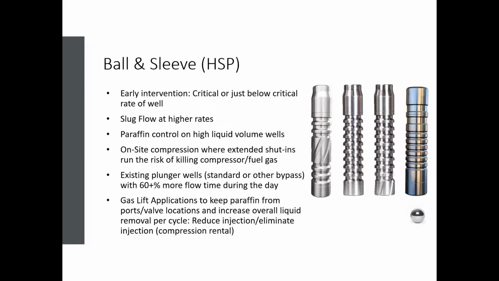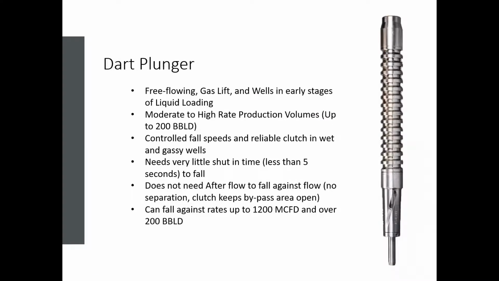Another option for bypass plungers is a dart. Well applications for a dart plunger are free-flowing gas lift wells in early intervention stages of liquid loading, and moderate to high production volumes up to 200 barrels per day. Light paraffin or solid control, because there's a clutch at the bottom there, we don't want to fill that with solids. Controlled fall speeds and a reliable clutch in wet and gassy conditions. It needs very little shut-in time, less than 5 seconds to fall, as long as the bypass ports are large enough. It does not need afterflow to fall against flow. No separation. The clutch keeps the bypass area open.